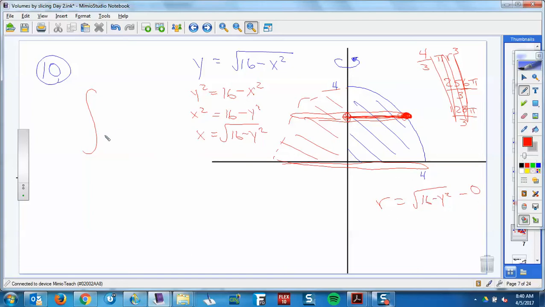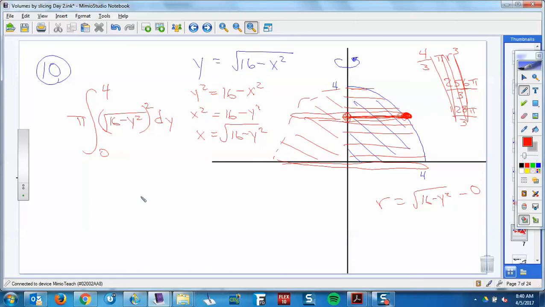Okay, so we get pi times our radius squared dy, and our strips fill the space from 0 to 4. And we should get 128 pi over 3.